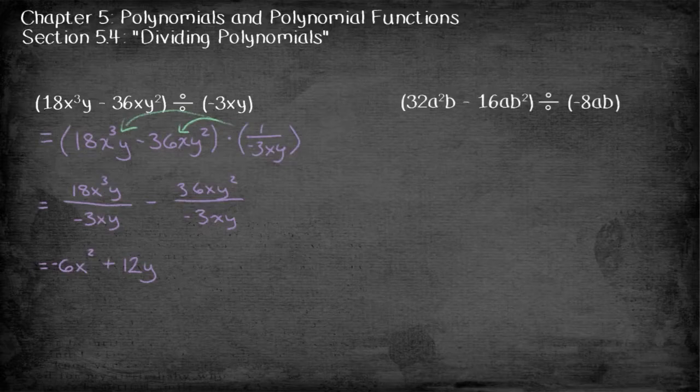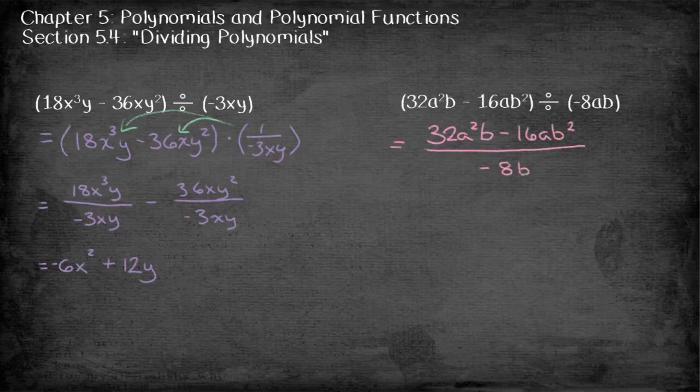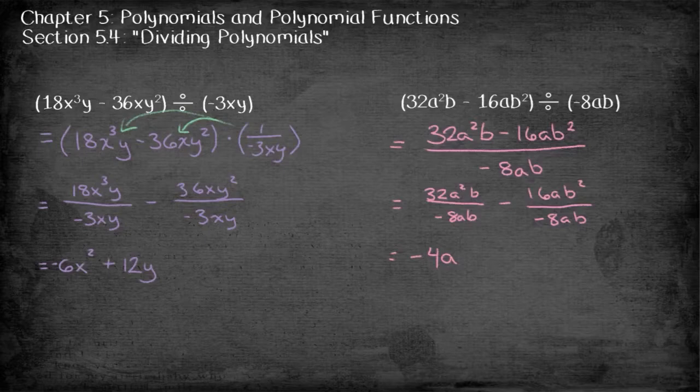You could also just write the entire thing as a fraction from the get-go, and then break them up into individual fractions. So this first guy reduces to negative 4a because 32 divided by negative 8 is negative 4. A squared divided by a is a. B divided by b is 1. Two negatives on the second term, just like in the first problem. So that's a plus. 16 divided by 8 is 2. A divided by a is 1. B squared divided by b is b.